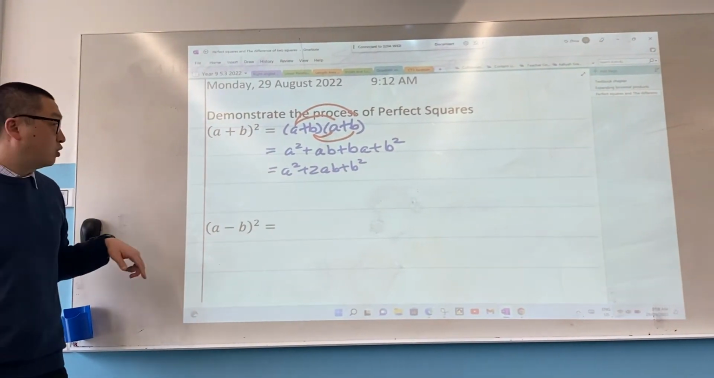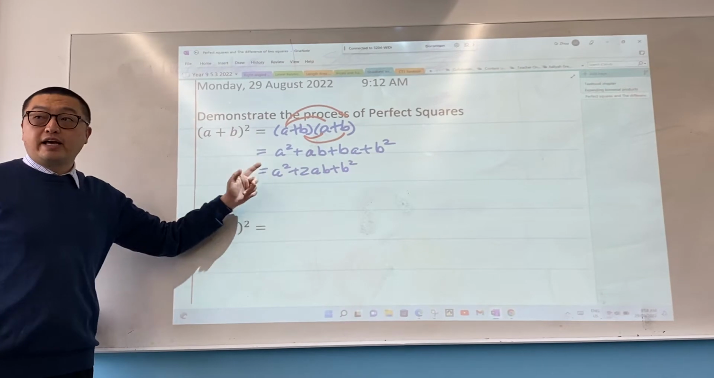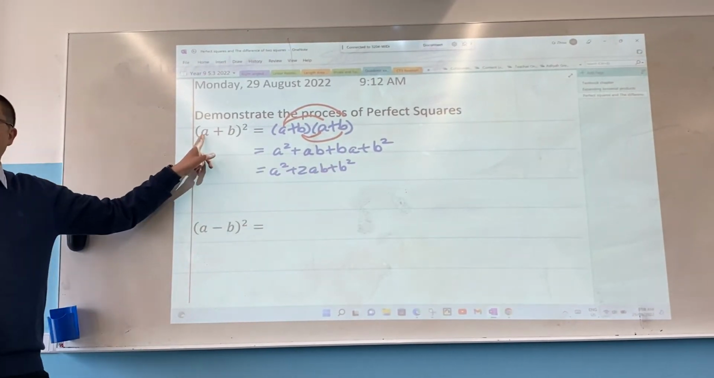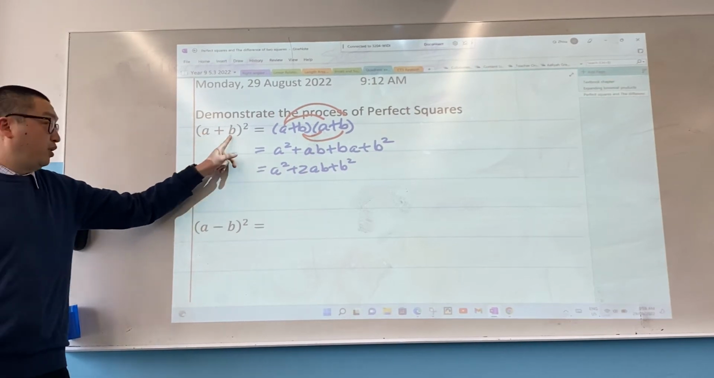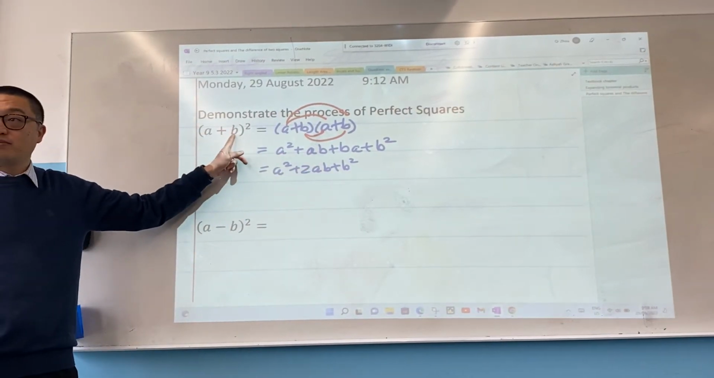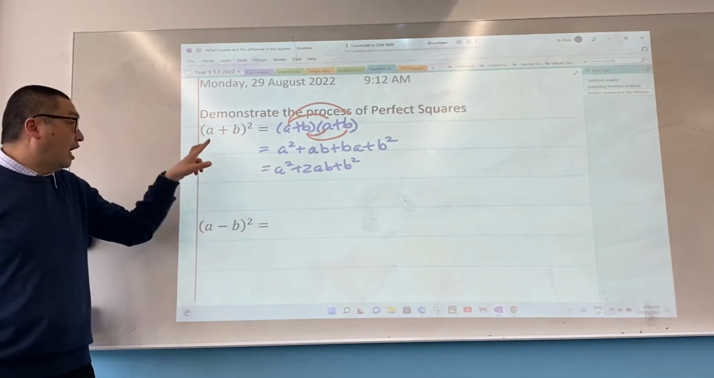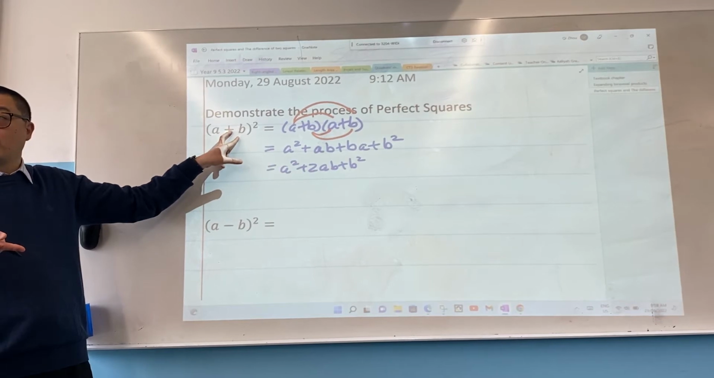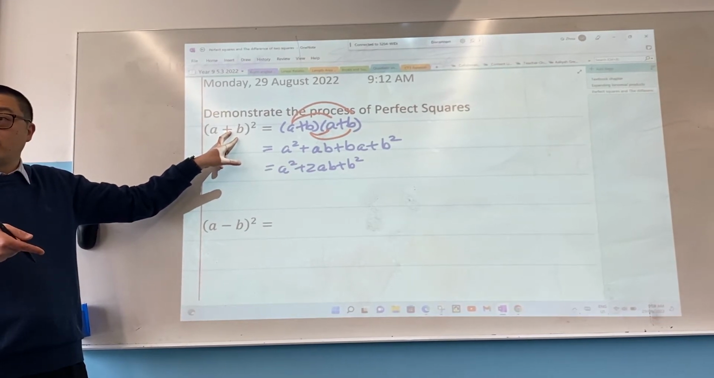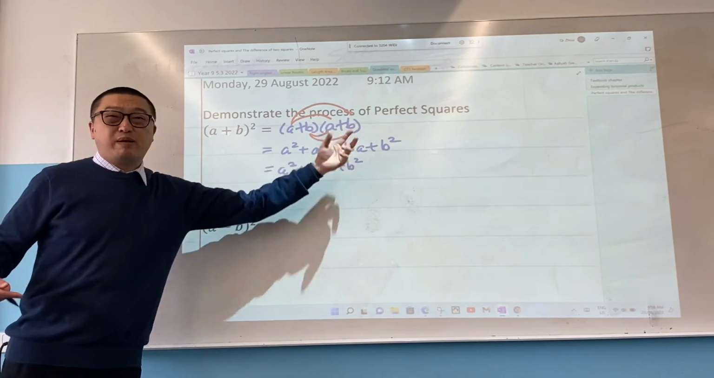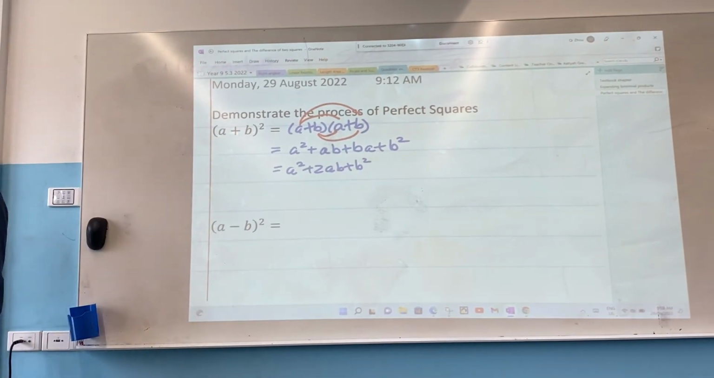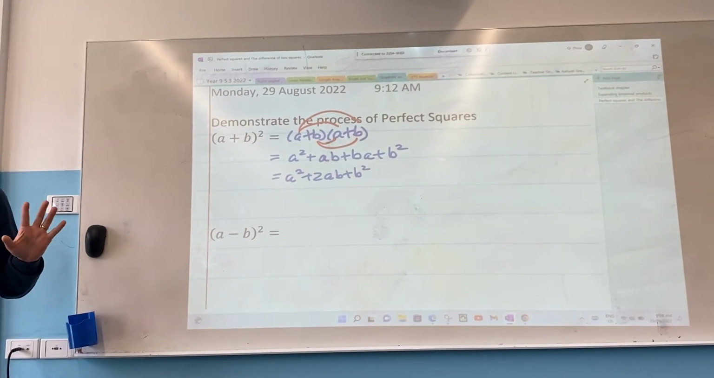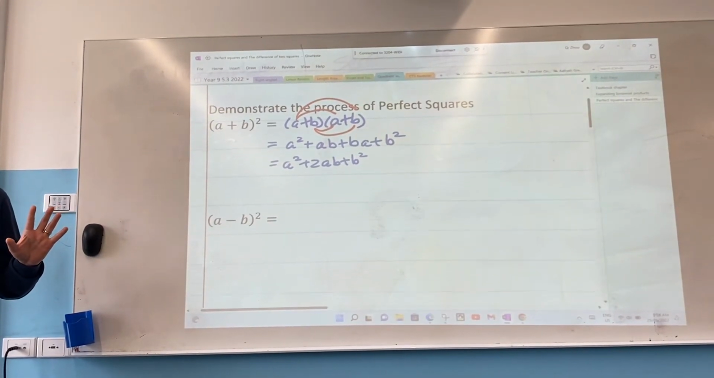The shortcut is, look, (a plus b) squared. I get a squared plus 2ab plus b squared. Yeah? So the a squared is the first term squared. b squared is obviously the last term squared. 2ab is I times them together and I double it. That's how I remember it. You okay? So once you understand that, I will never have to expand it again. You okay with that? Yeah. Yes? No? Yeah.